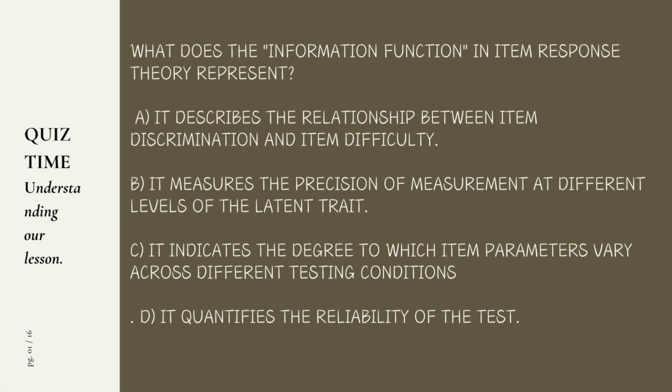What does the information function in item response theory represent? A. It describes the relationship between item discrimination and item difficulty. B. It measures the precision of measurement at different levels of the latent trait. C. It indicates the degree to which item parameters vary across different testing conditions. D. It quantifies the reliability of the test.